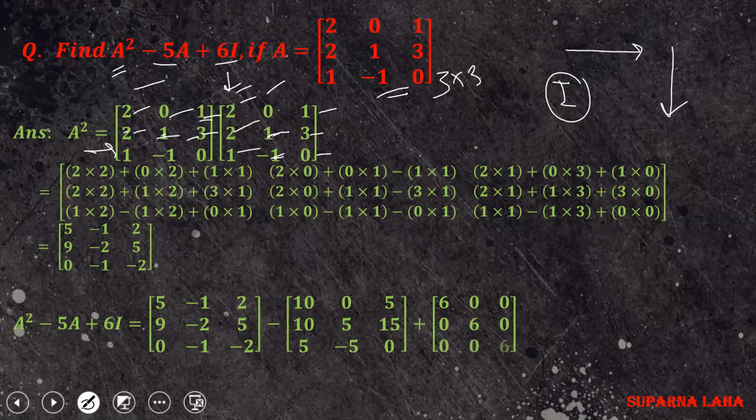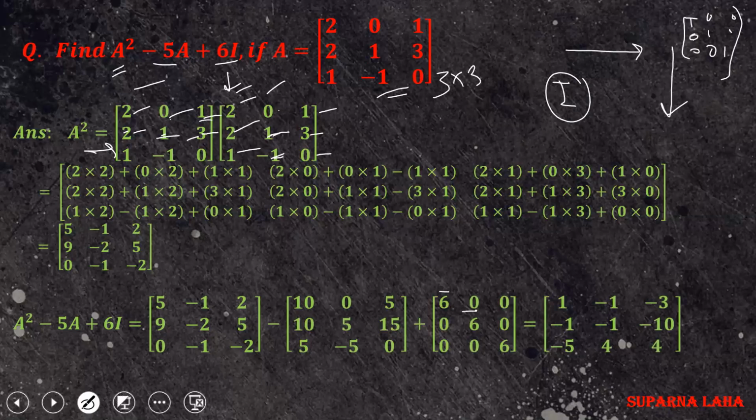And the diagonal elements are just given like that, 1, 1, 1 and other elements are 0. So multiply this one with 6. So the diagonal elements are 6. And just simplify them, addition and subtraction. You will find the value is 1, minus 1, minus 3, minus 1, minus 1, minus 10, minus 5, 4, 4. So this is your answer. You need to find this value. So here is your answer.